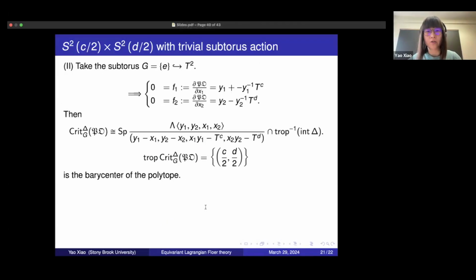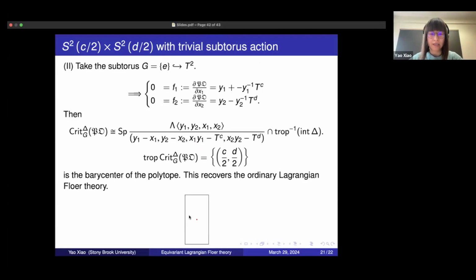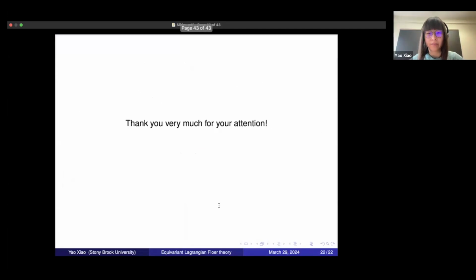And again, if you consider the trivial subtorus action, you recover what happens in the ordinary Lagrangian Floer theory. The picture you get is this, again the barycenter, and this generates the ordinary Fukaya category. Okay, thank you very much for your attention.